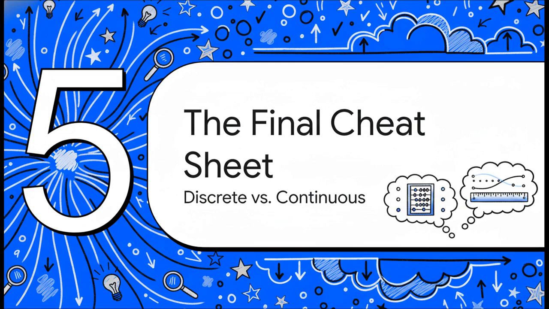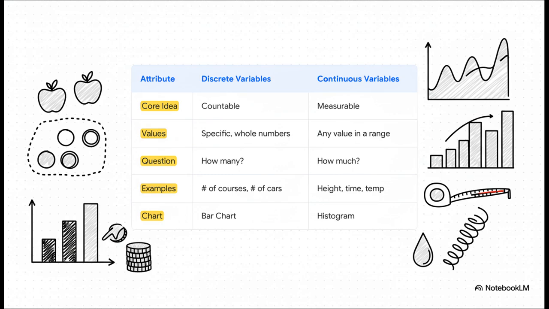Okay, we've been on this whole journey with Maya, from counting to measuring to charting, so let's bring it all home and put everything we've learned into one simple, final cheat sheet. And here it is, plain and simple. Discrete variables, you can count them. Continuous variables, you have to measure them. Discrete values are separate, whole numbers like 1, 2, 3. Continuous values can be anything in a range, like 1.5 or 2.71. Discrete answers how many, while continuous answers how much. And as we saw, that means you use a bar chart for discrete data and a histogram for continuous. It really is the foundation for everything that comes next.